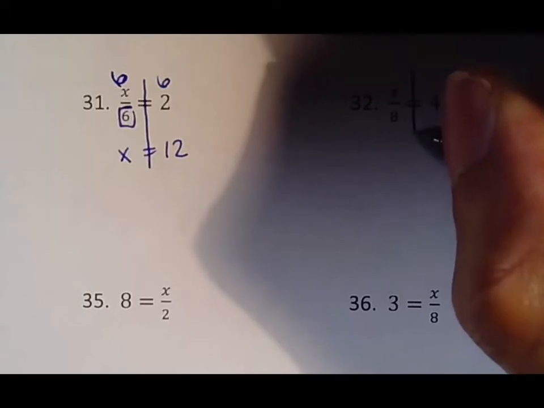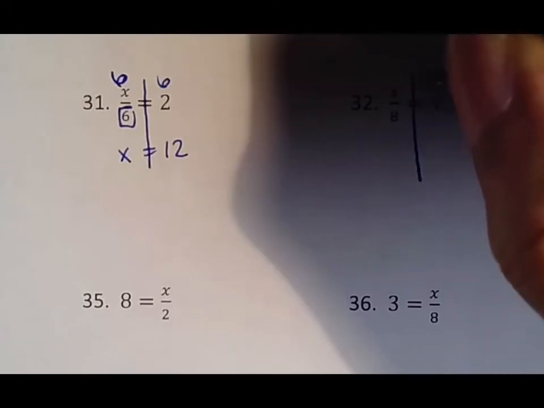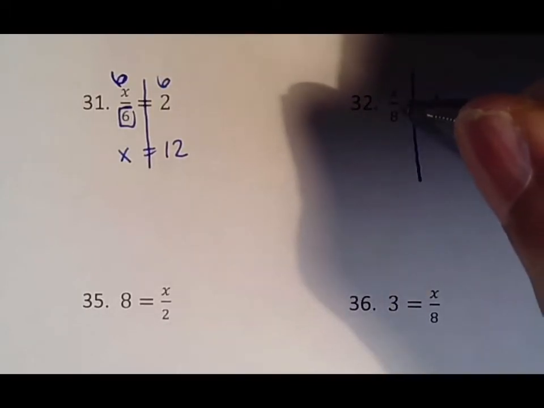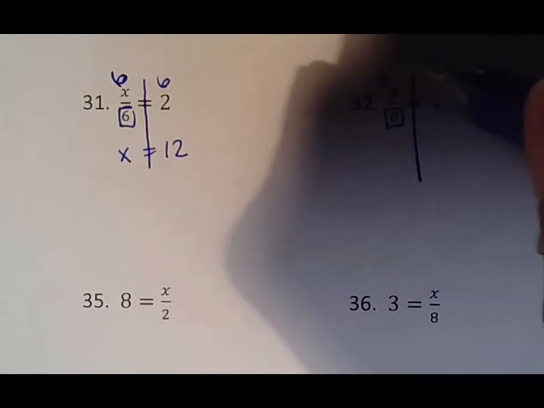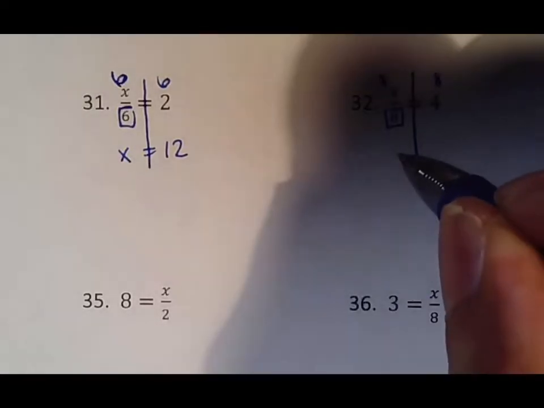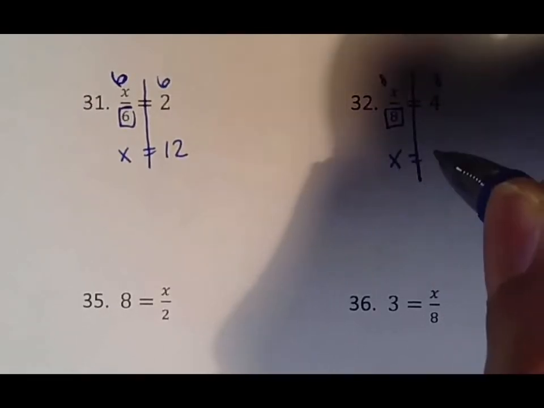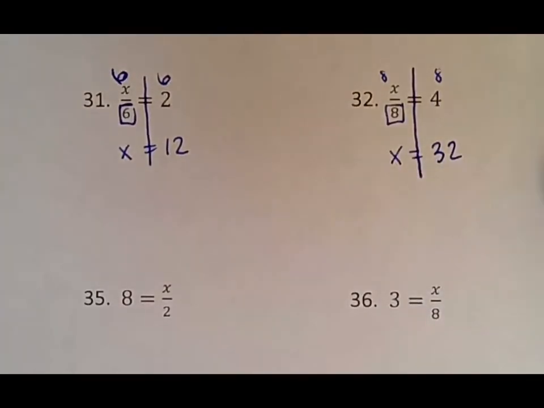32. There's your wall. This is x divided by 8. 8 has to go. So therefore, we're going to multiply by 8. X is going to come down. 8 times 4 is 32. That is that.